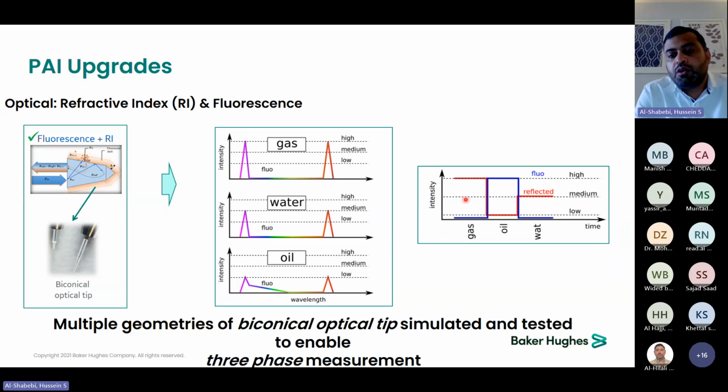In this example, we have a cup that has air at the top, then oil, then water. As we dip the optical probe, you can see the reflection, in red color here, is very high when it is in gas, very low when it is in oil, and medium when it is in water. And the fluorescence response, as you can see, is very low for gas and water. In oil, we have high fluorescence. So if we combine these two measurements, the refractive index and the fluorescence, from the optical sensor itself, we can get the three-phase holdups.